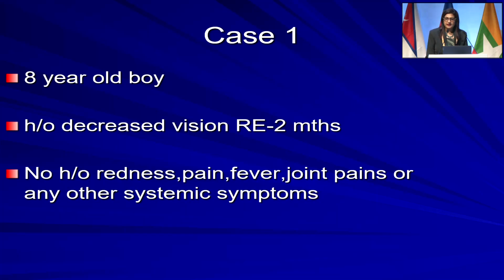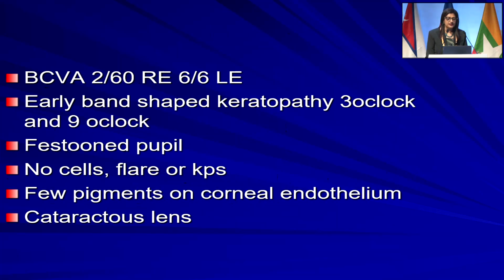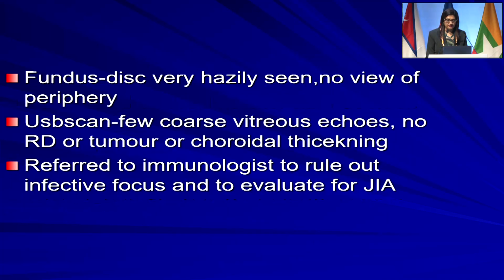In case number 1, an 8-year-old boy presented with decreased vision in right eye for 2 months with no redness, pain, fever, joint pains, or any other systemic symptoms. 2/60 vision in the affected eye, early band-shaped keratopathy, festooned pupil, but mature cataract. So there was no view into the vitreous.